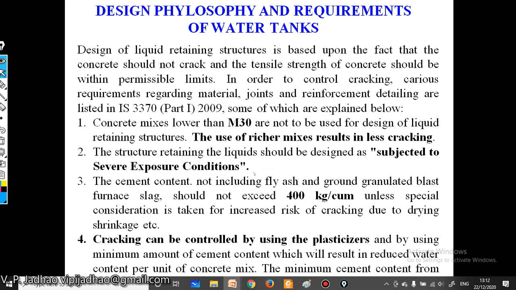Now these are some general requirements of design of water tanks. The first is that the concrete mix used should be at least M30. Because if we use a higher grade of concrete, it will result in less cracking in the concrete structure. As we are designing our water tank for retaining water, cracking is not permitted, or the width of cracking should not exceed the permissible limit. Therefore a higher grade of concrete, thus M30, should be used.